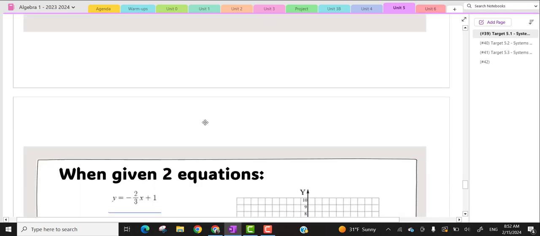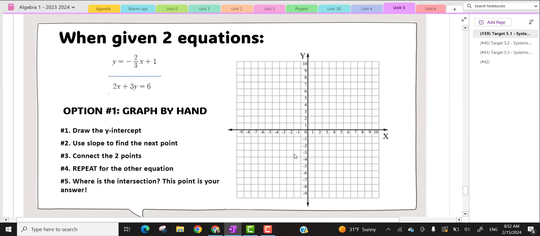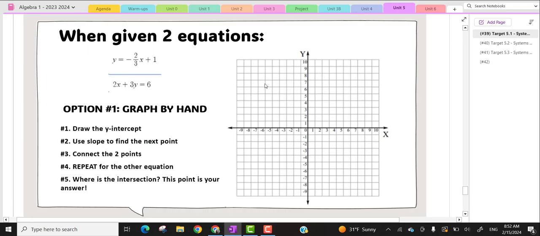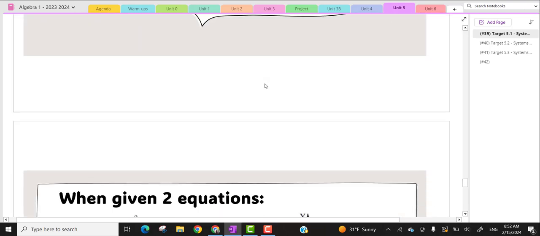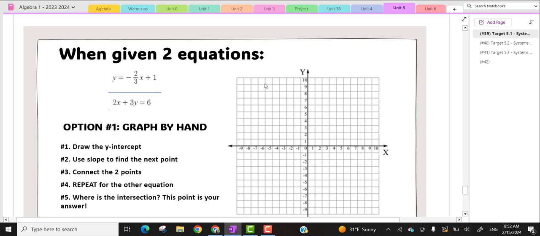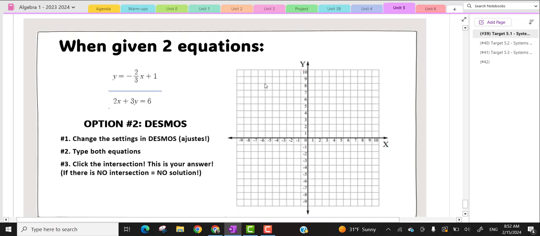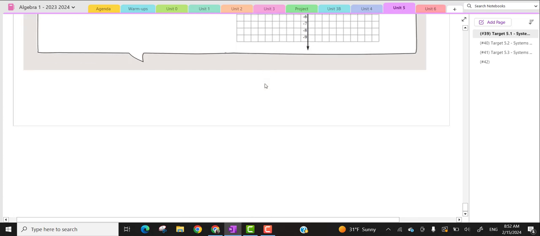All right, and then now you have example 2, and I want you to do this on your own, and I will be collecting the packets for a grade. So ahora necesitas hacer los dos, necesitas hacer el siguiente ejemplo, ejemplo 2. La primera vez es con tu mano, so necesitas muchos puntos. And then la segunda manera es con Desmos, es menos puntos.